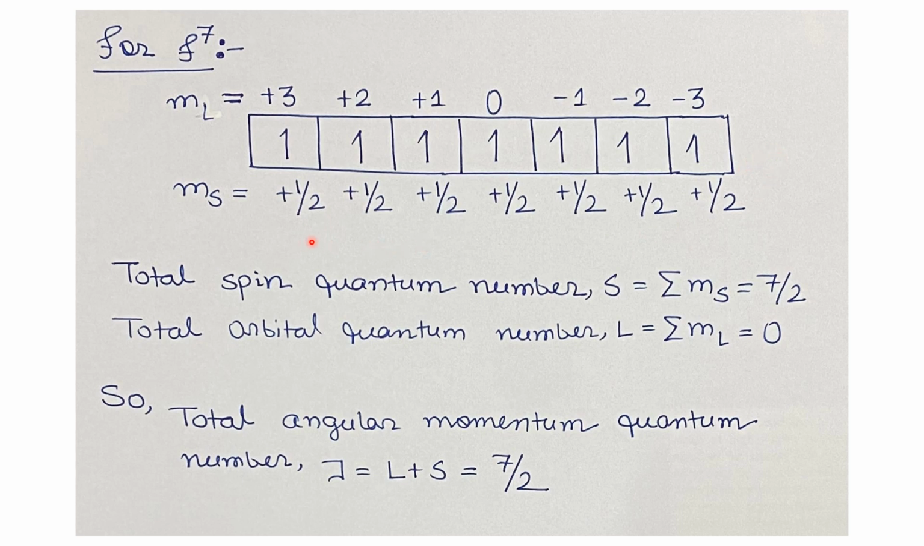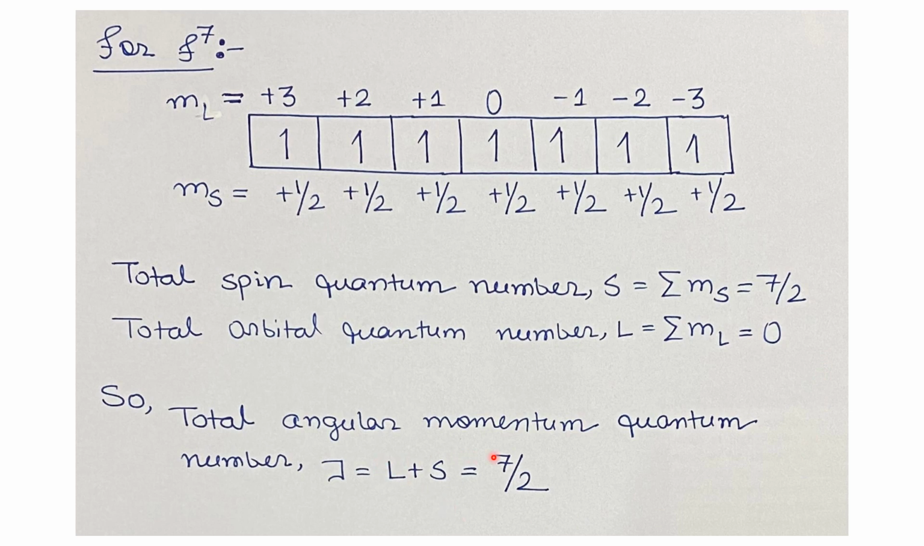For this configuration of the electrons in the f orbital, we will have total spin quantum number S equals summation over all ms, that is the spin quantum number of the electron, that will be 7 times 1 by 2, that is 7 by 2. But total orbital quantum number L equals summation over all magnetic quantum number ml. As this is half filled, the summation of all ml will be 0 here.